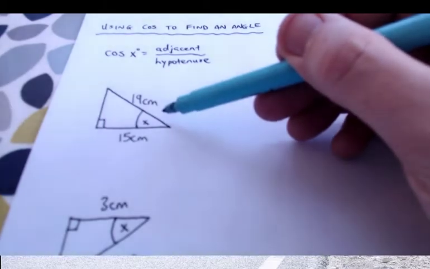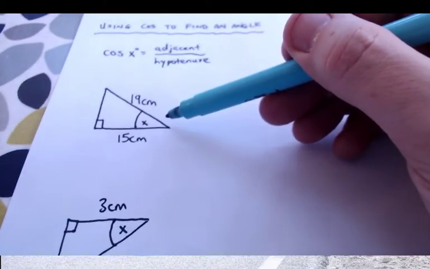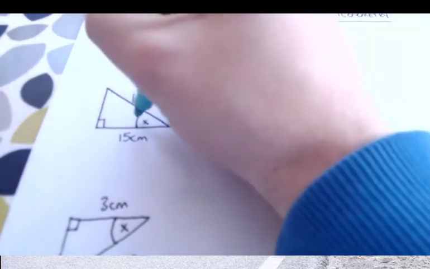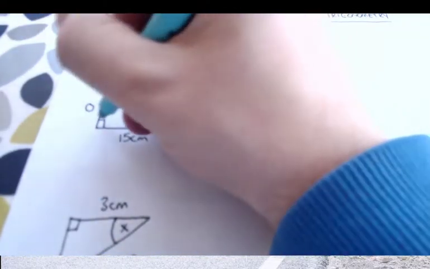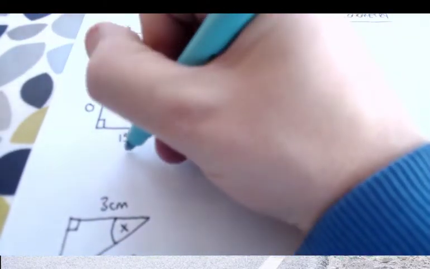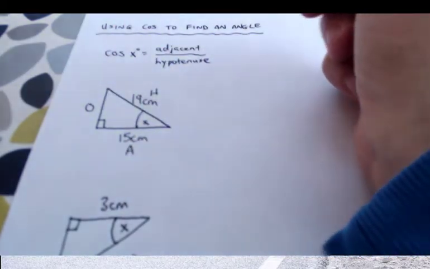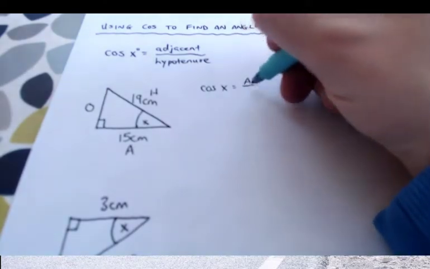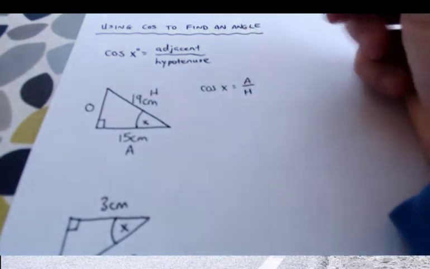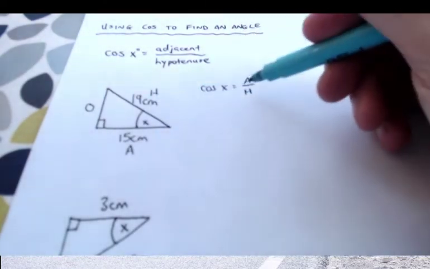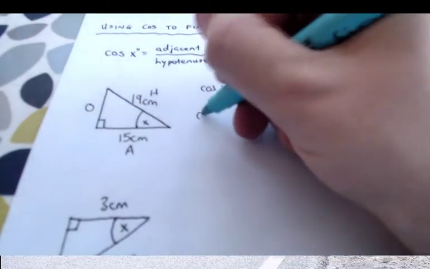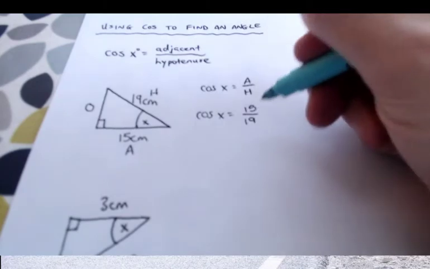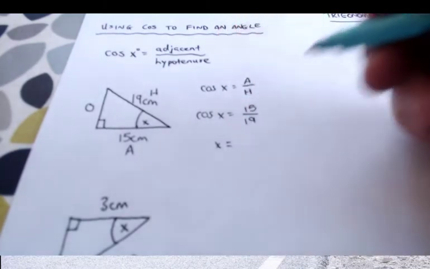We'll come down to the example and we'll start this question the same as we start all trigonometry questions, by labelling the sides. So I'm standing at x, so there's my opposite, there's my hypotenuse, and there's my adjacent. I'll then write down the rule. Cos x is a over h. I'll fill in the two numbers, the 15 and the 19, into these positions over here. So cos x will equal 15 over 19.